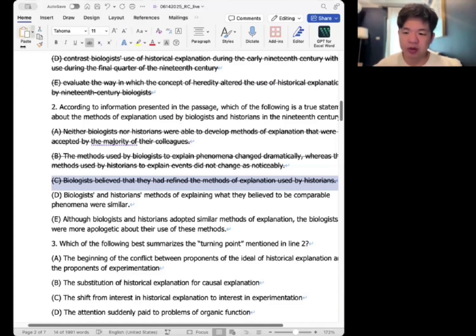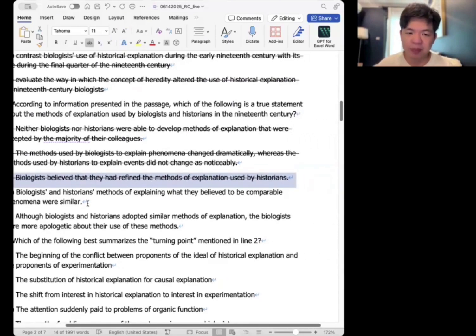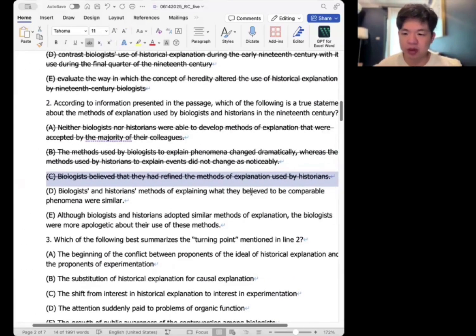All right. So what does the next option say? It says that biologists and historians, when explaining what they believe to be comparable phenomena, use similar methods. Does this match the approach we just discussed?